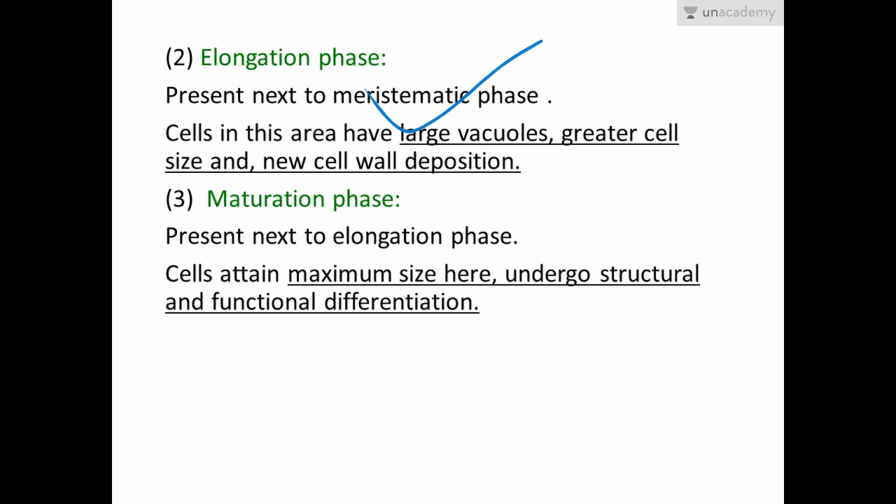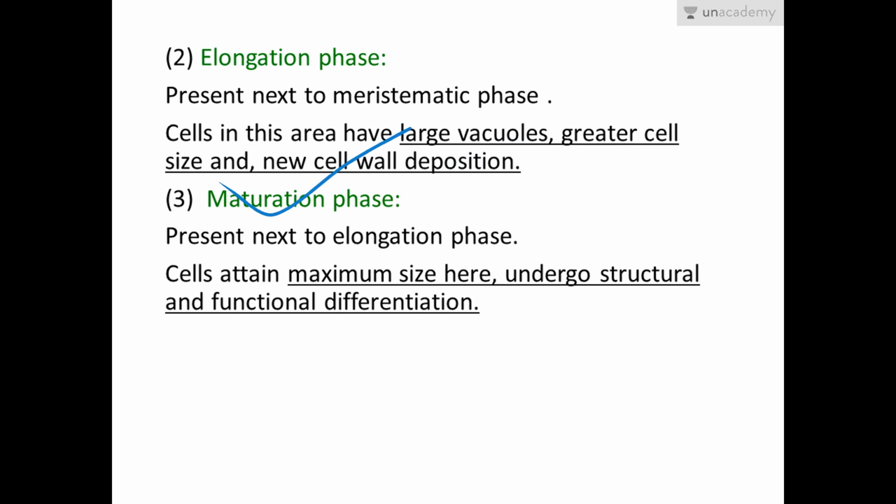In this phase, the cells or the part or the organ of the plant starts elongating, and the responses shown by the cells are large vacuoles, greater cell size, and new cell wall deposition. Like cell wall constantly keeps depositing. Initially there is only cellulose, then comes the hemicellulose, the pectin, and many other cell wall materials. These depositions all start taking place in your elongation phase.